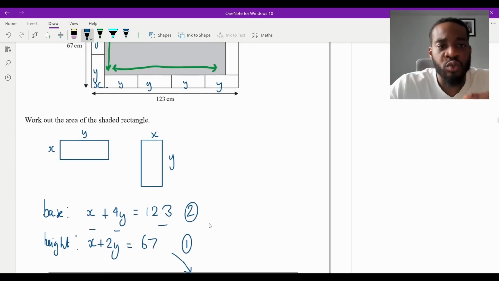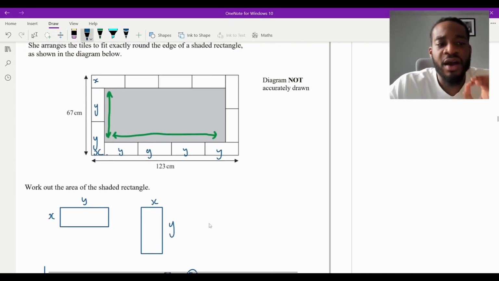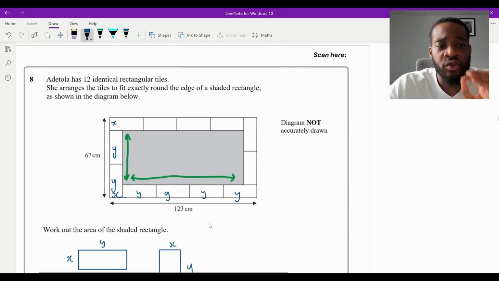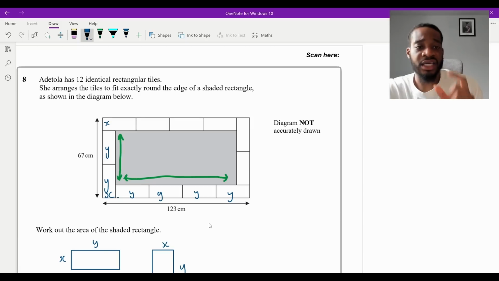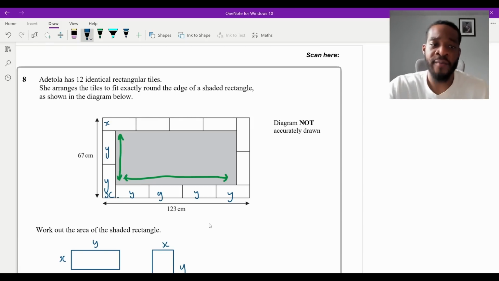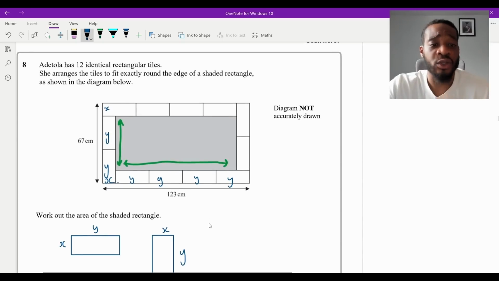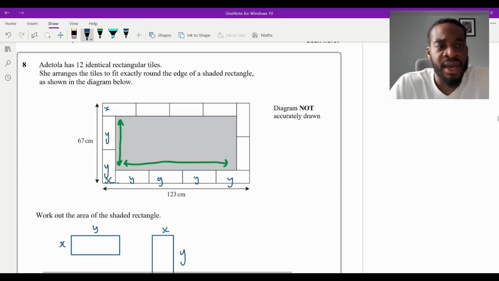How does this help us? Well, remember, we're trying to work out the area of this shaded rectangle. Because I now have the values of x and y, I can express the dimensions of this shaded rectangle in terms of x and y. Once I do that, I can calculate the area because I know what x and y are, don't I? So what I'm going to do is let me rub these out very quickly and then let's actually see what's going on here.